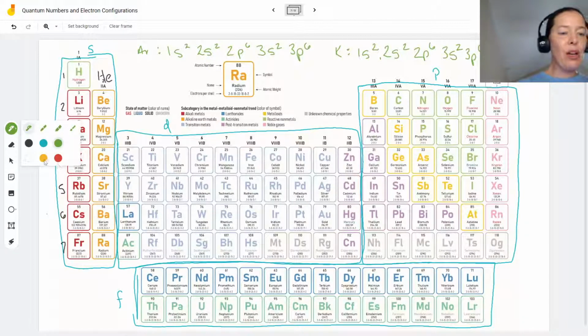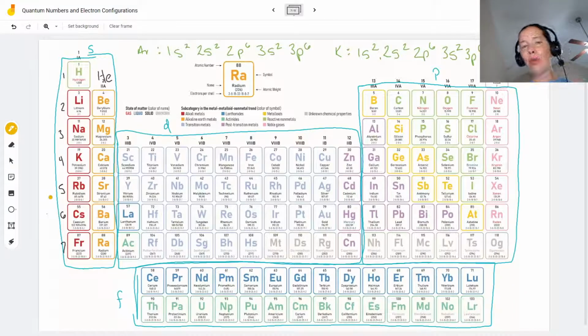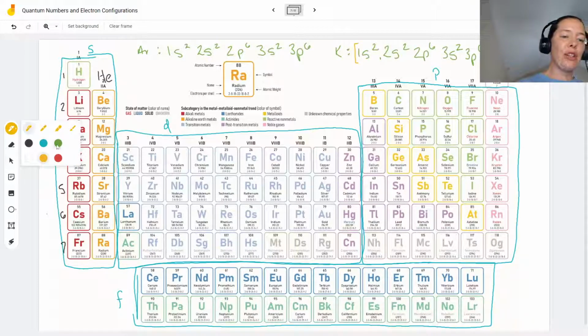So we do something called the noble gas shortcut. If you take a look at your electron configuration for argon, you can find it within the electron configuration for potassium. So you can see that this whole electron configuration is found in potassium right here. So I'm going to rewrite the electron configuration for potassium, and I'm going to use argon as a shortcut. This is called the noble gas shortcut.